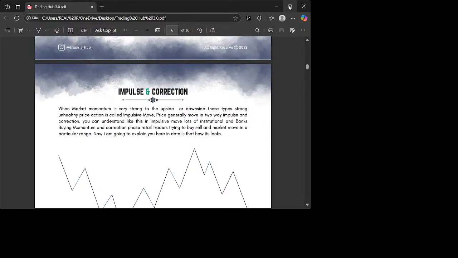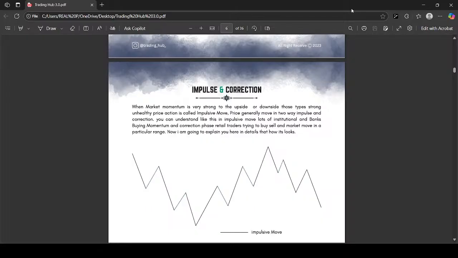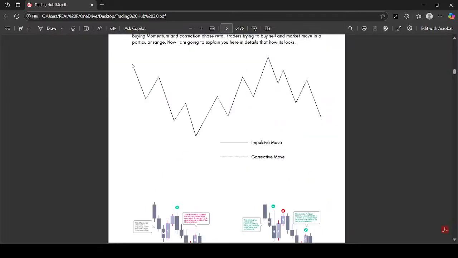I showed us things about impulses. I showed us things about correction moves, like the way price moves, right? We said that a market can be in an uptrend, a downtrend, or a sideways movement, and in every trend, be it uptrend or downtrend, there are two major moves that we see. We tend to see the impulsive move and the corrective move. So the market has two major waves: the impulsive wave and the corrective wave.